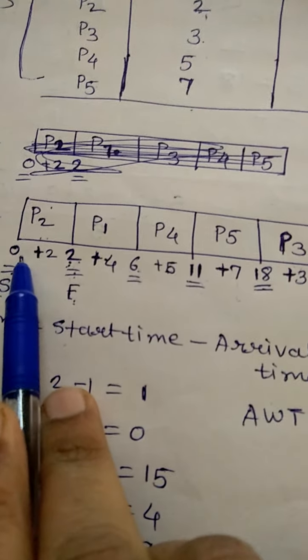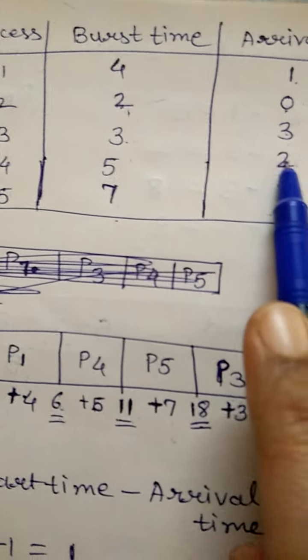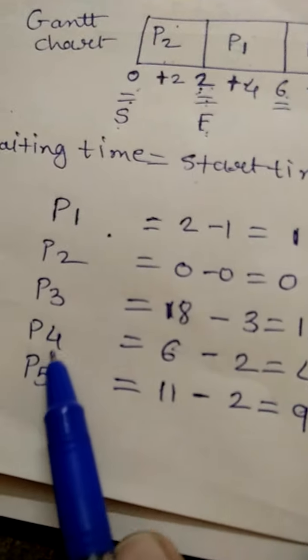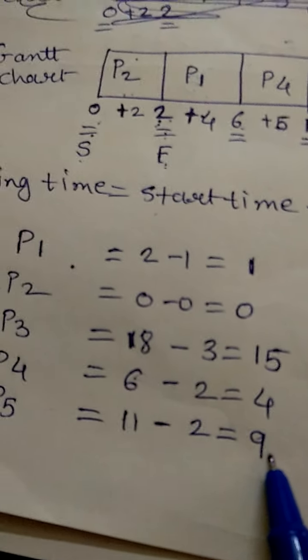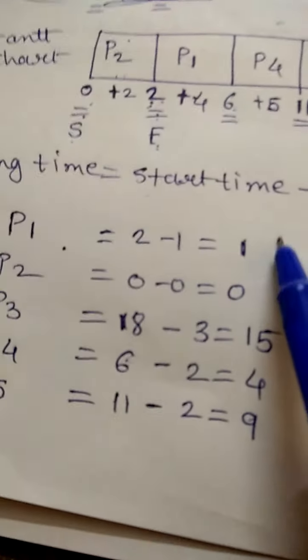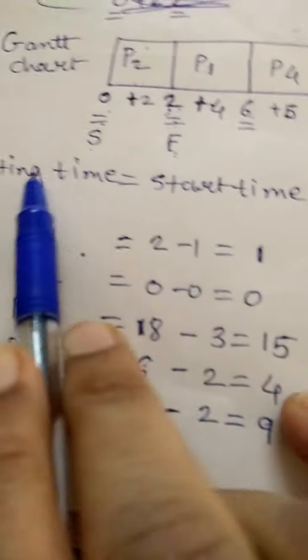For P2, the start time is 0 and the arrival time is also 0, so 0 minus 0 is 0. For P3, the start time is 18 and the arrival time is 3, so 18 minus 3 is 15. This is how you can calculate for P4 and P5. So here we have got the waiting time of each process.